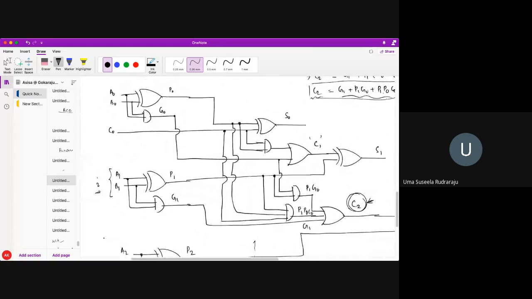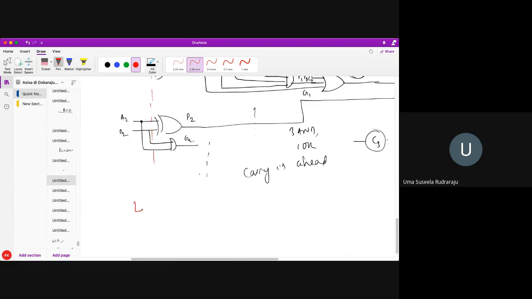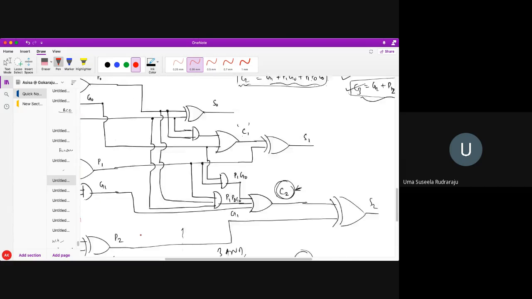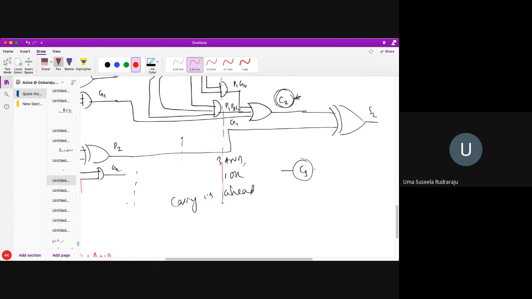Now tell me, in a carry look ahead adder, how many levels are there? This is one level. You can say this is completely one level. So level 1 consists of what actually? Level 1 consists of one XOR gate and an AND gate. Okay, one XOR and one AND. Next, what is level 2? Level 2 is all these AND gates. All these AND gates are my level 2.